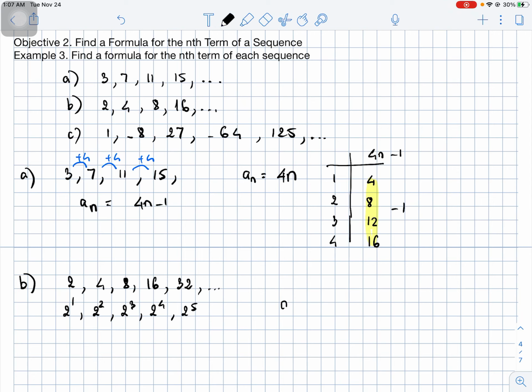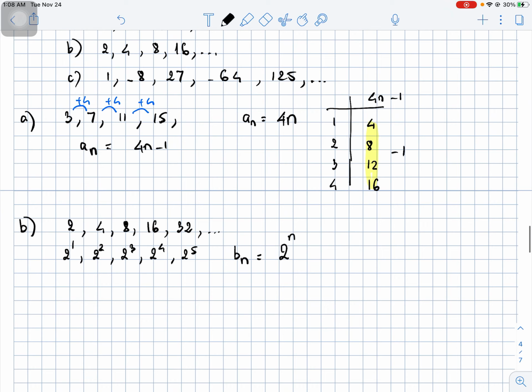So the 2 is the same for all of them. The exponents 1, 2, 3, 4, 5 are changing. The variable is changing, and we're going to get 2 to the n. When n equals 1, we get 2 to the 1. When n equals 2, then we get 2 squared. So the formula, you can name b_n, is 2 to the n.